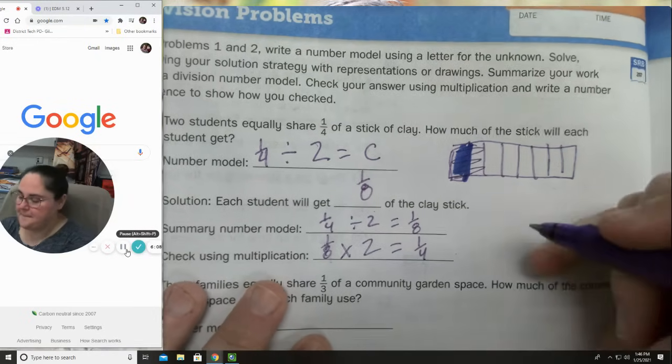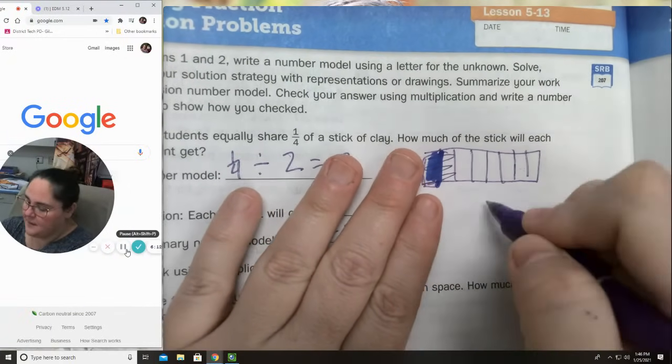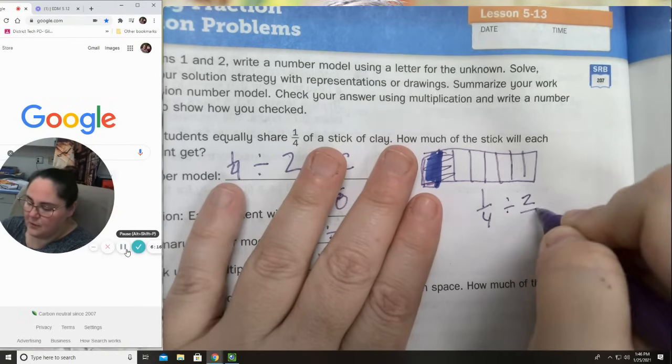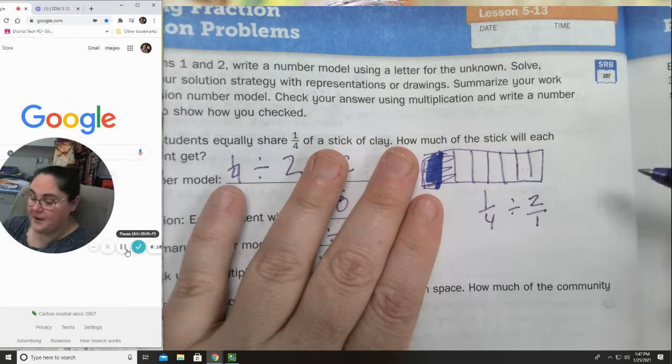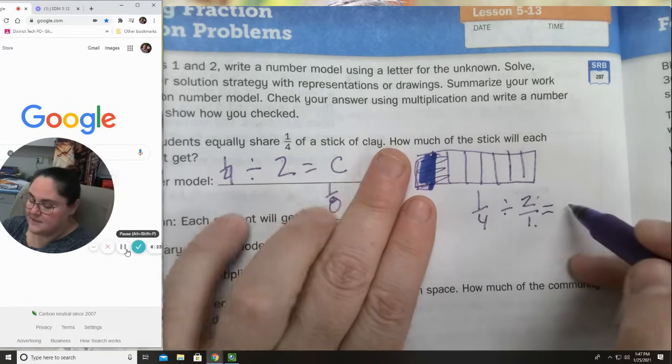All right, now I'm going to show you the keep, change, flip, the reciprocal way. 1/4 divided by 2 over 1. Remember, a whole number is the number over 1.